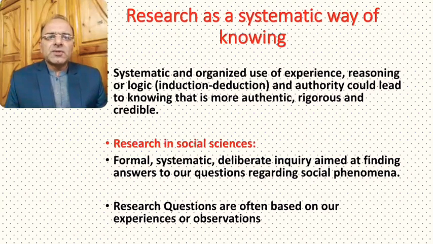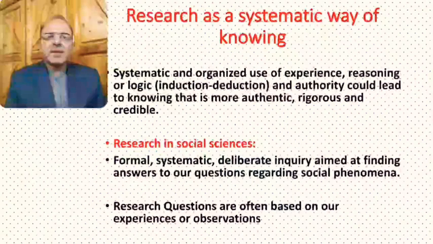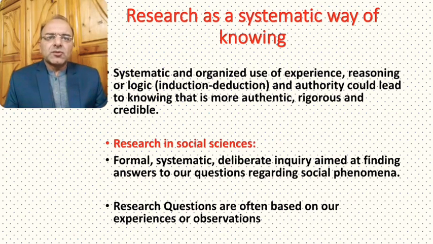Now we move on to research as a source of knowledge. Research has been considered a systematic way of knowing. In other words, research is the systematic and organized use of experience, reasoning or logic, that is induction and deduction, and authority, which could lead to knowing that is more authentic, rigorous, and credible. Those primary sources of knowledge, our experiences and our rationality, reasoning, or logic, and similarly knowledge that comes through authorities, when used in a more systematic and organized way, could be considered a systematic way of knowledge, or research.